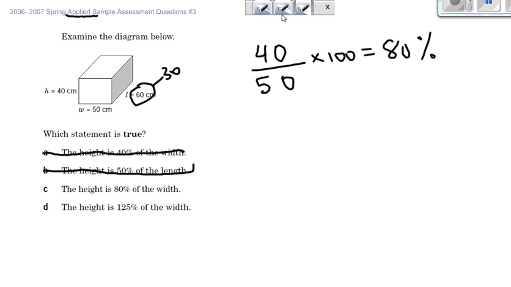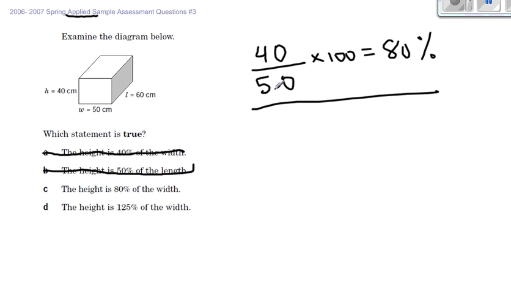Is the height 80% of the width? Okay, well, let's look at that one. Is the height 80% of the width? Well, I already did that math. Here's the height, here's the width. When I do the calculation for percent, I get 80%. So yes, the height is 80% of the width.